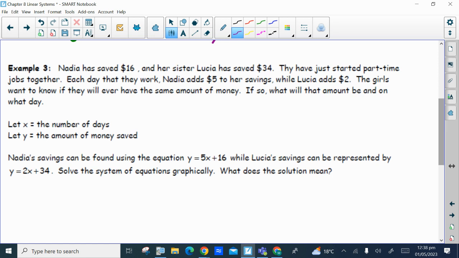Nadia has saved $16 and her sister Lucia has saved $34. They've just started part-time jobs. Each day that they work, Nadia adds $5 to her savings. Lucia adds $2. The girls want to know if they will ever have the same amount of money, and if so, what will that amount be and on what day?